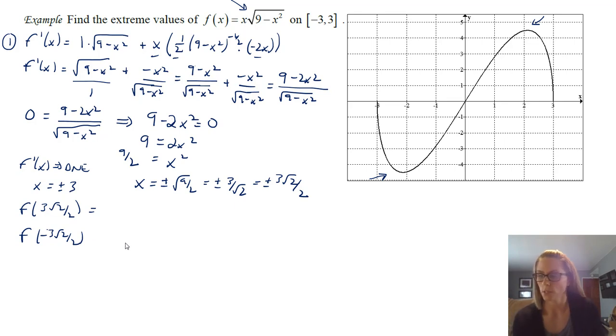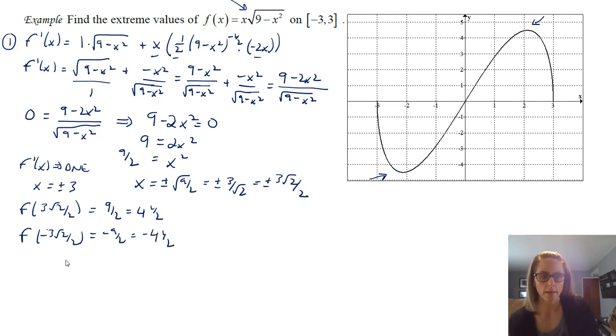I'm just going to show what value you get out, but you would go 9 minus that thing squared, take the square root of it, and then multiply it by your x, 3 root 2 over 2. And if you do that, you're going to get 9 halves, which is 4.5. And you're probably not going to be surprised to find out that when you do the negative 3 root 2 over 2, you're going to get negative 9 halves, or negative 4.5. So notice the symmetry there.